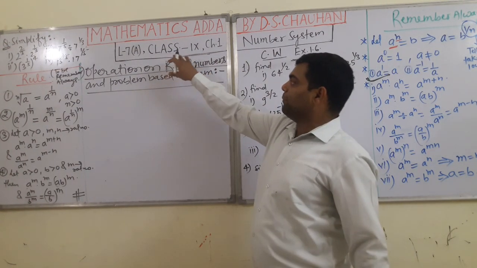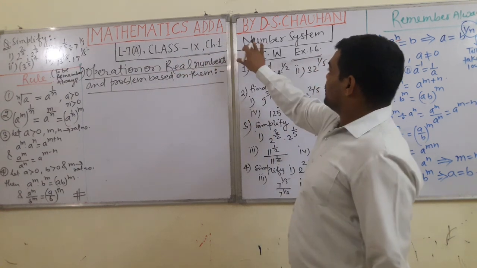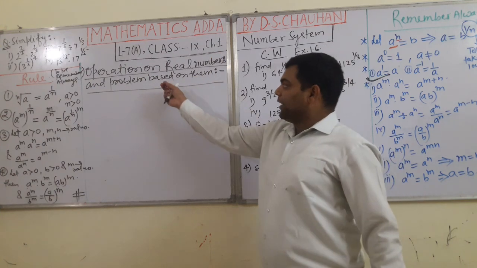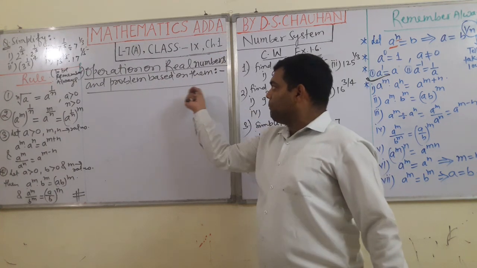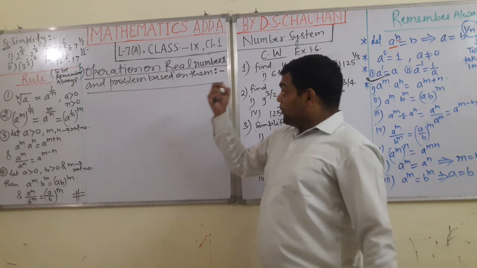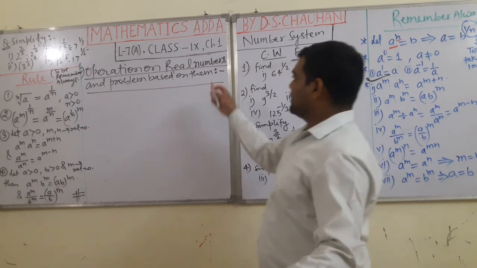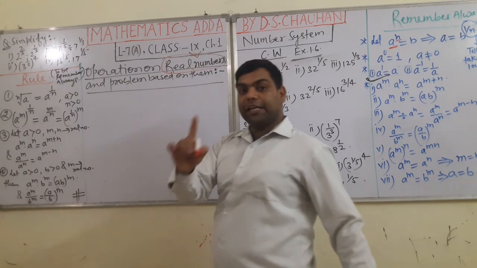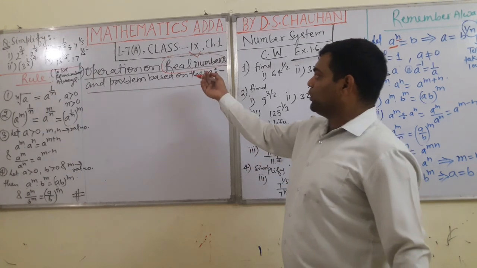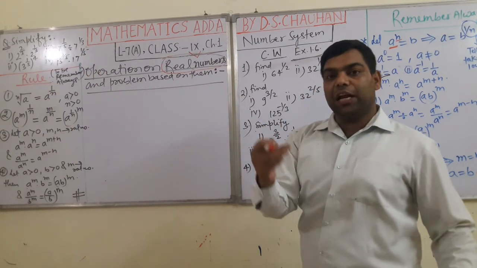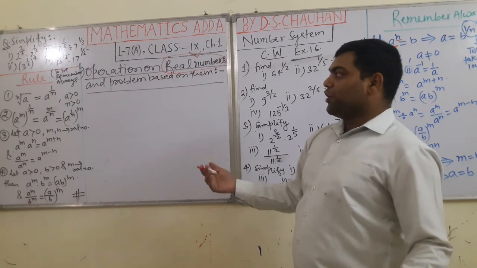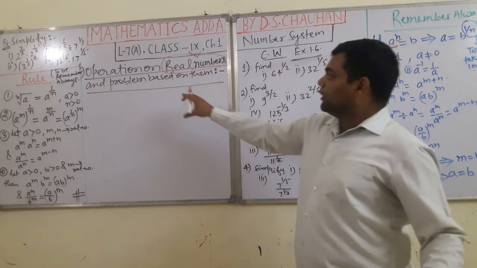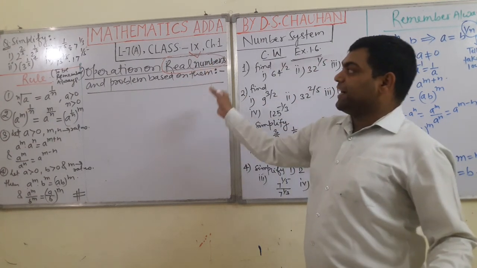Students, today I am here with a new lecture on the chapter Number System. My today's topic is operations on real numbers and problems based on them. Whenever we talk about real numbers, it means we will fully discuss rational and irrational numbers. As we know, real numbers are the collection of rational and irrational numbers. Now try to understand this topic with the help of some questions and related formulas.